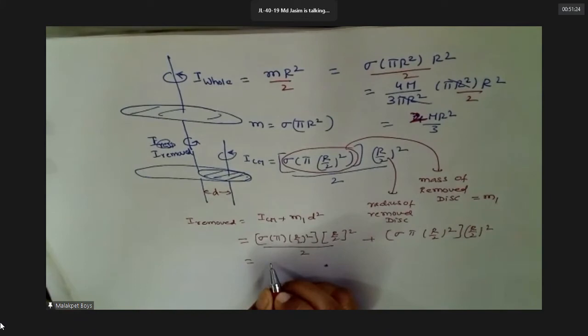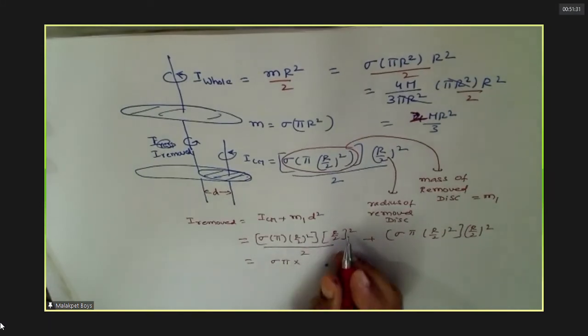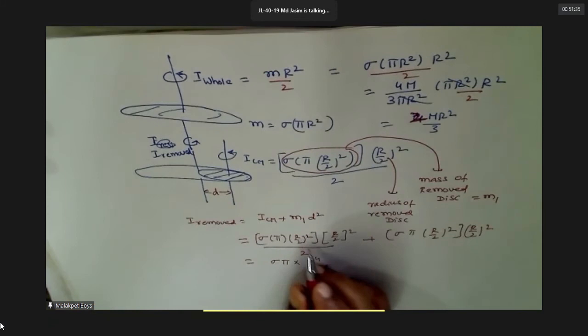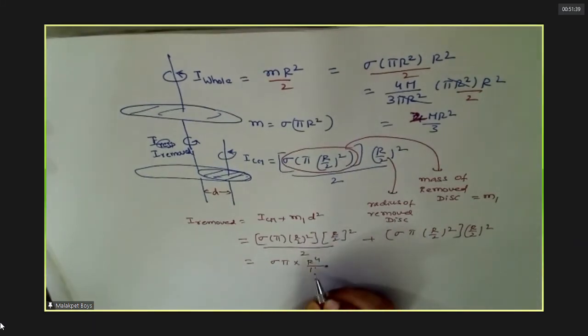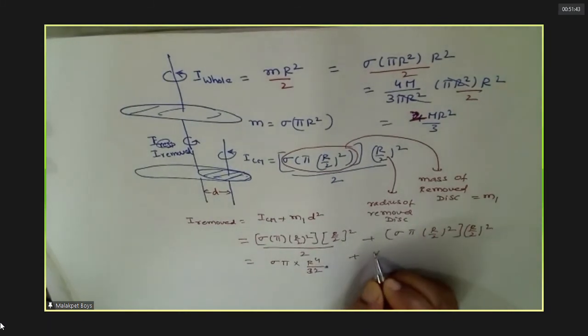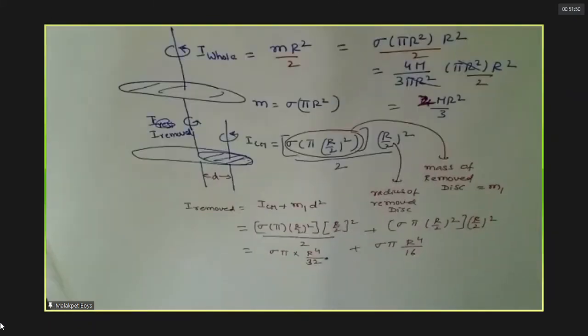Sir, sigma 3 by 2 into pi into r by 2 whole square is r power 4. So r power 4 by 16 into 2, that is 32, you will get. Plus sigma pi r power 4 by 16. Any doubt till here?